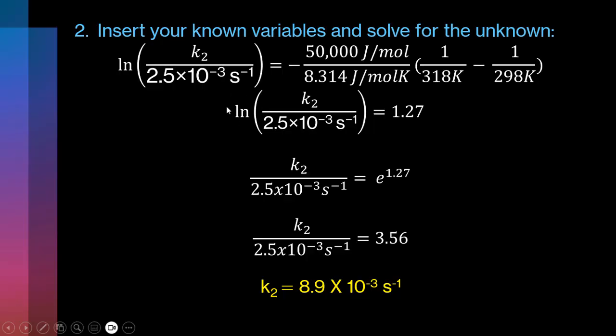Again, to get rid of this natural log, we need to do the inverse, which would be e to the negative number. So there really should be a negative, e to the number. Again, this is going to end up negative, so that's why that negative sign goes away. Negative times a negative is a positive. So we'll end up with e to the 1.27 is equal to this expression here. Now all we have to do is, again, rearrange and simplify, and eventually you should get K2 is equal to 8.9 times 10 to the minus 3 inverse seconds.